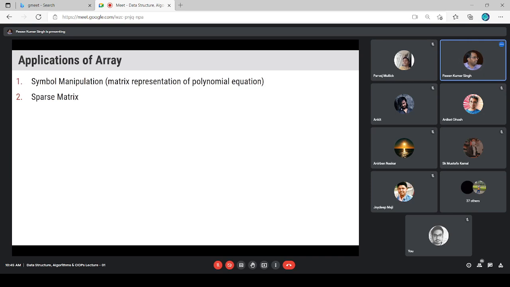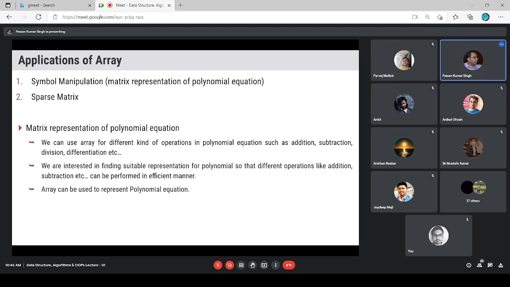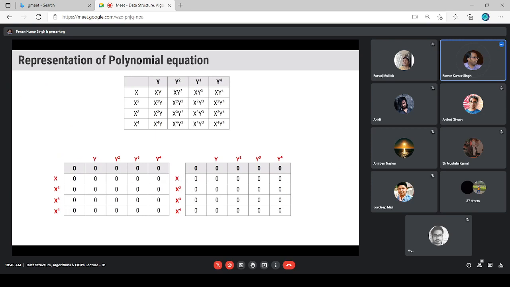Now what are the applications of the array? Symbol manipulation, that is, you can represent your polynomial equation in the form of a matrix. And the second one is the sparse matrix. Now we can use arrays for different kinds of operations on polynomial equations like addition, subtraction, division, differentiation. And we are also interested in finding a suitable representation for the polynomial so that addition, subtraction, division can be performed in an efficient manner. And arrays can be used to represent polynomial equations also.